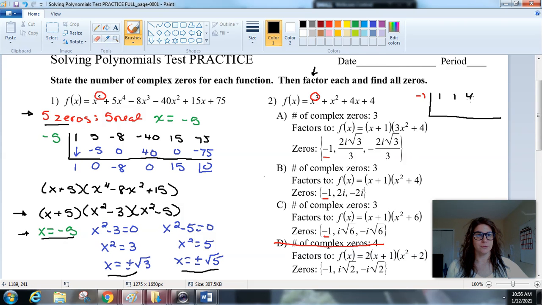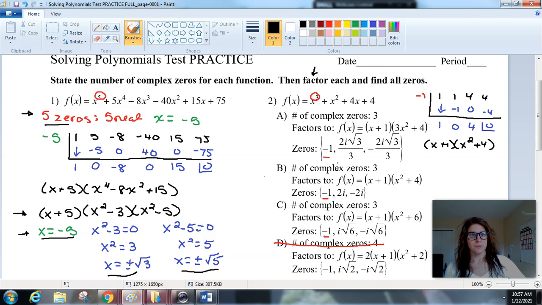Doesn't matter which one you choose. That is actually pretty simple to factor. You can simply just do grouping there. But if you want to continue with your factoring, with your synthetic division, you get to this point. So we have x plus 1 and x squared plus 4, which right away I can see it's b.